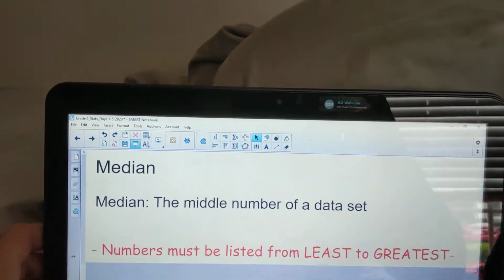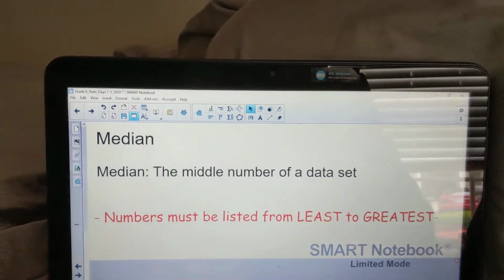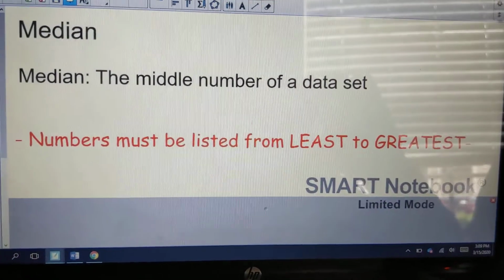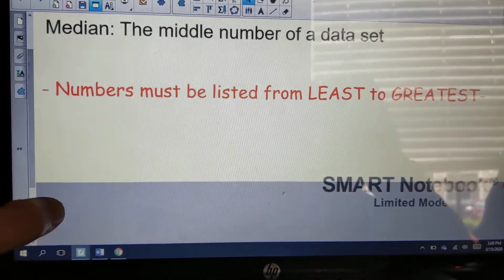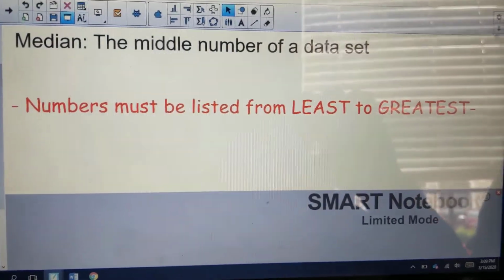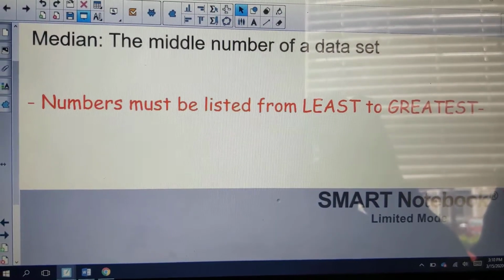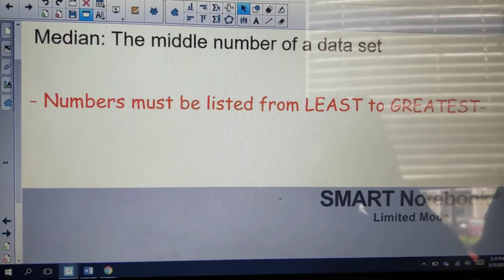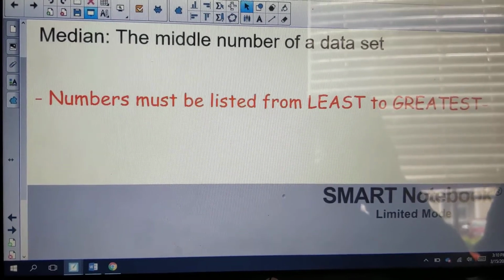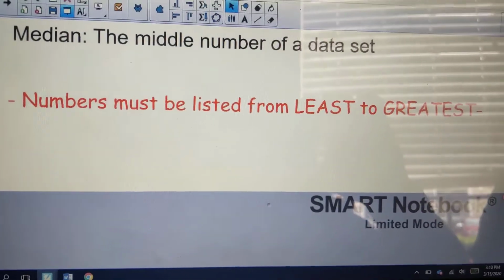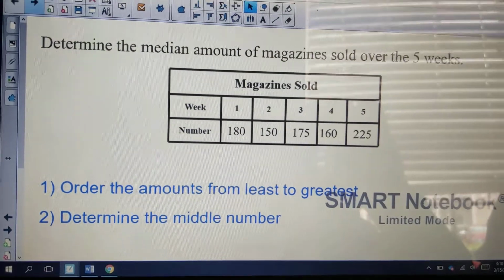To find the median of any data set, a couple things. First, the numbers must be listed from least to greatest. So when you get a data set, the first thing you must do is put those numbers in order from least to greatest. You see it's in all caps. That is important, and we will see why here.